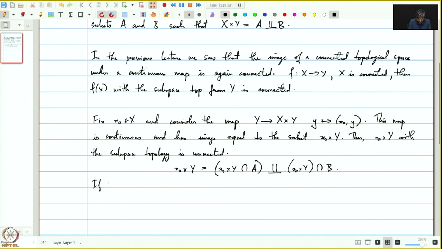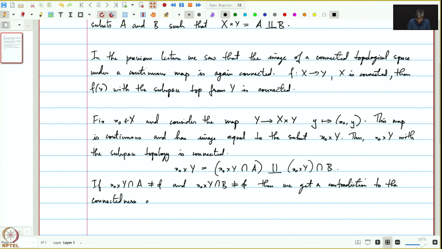So if x naught cross Y intersected A is non-empty, and x naught cross Y intersected B is non-empty, then we get a contradiction to the connectedness of x naught cross Y. So therefore, one of these has to be empty. So this implies that x naught cross Y is contained in A or in B. It's completely contained either in A or it's completely contained in B.